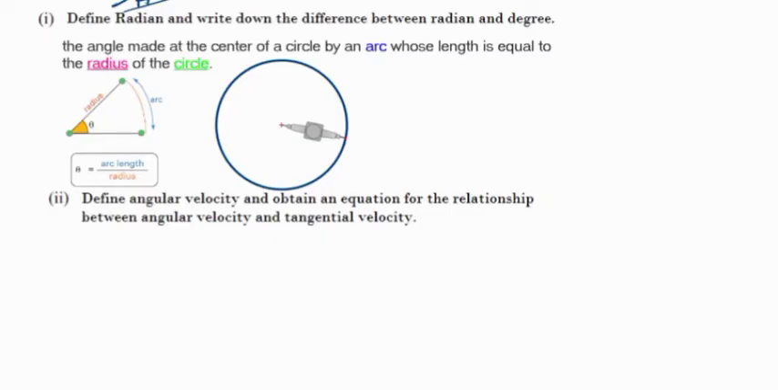Okay, now I'm going to start the questions. Define radian and write down the difference between the radian and degree. The angle made at the center of the circle by an arc whose length is equal to the radius of the circle. How to do it? Now have a good look at the radius. This one is the radius, and the radius is given in the same similar color. And the arc length, see the arc length.